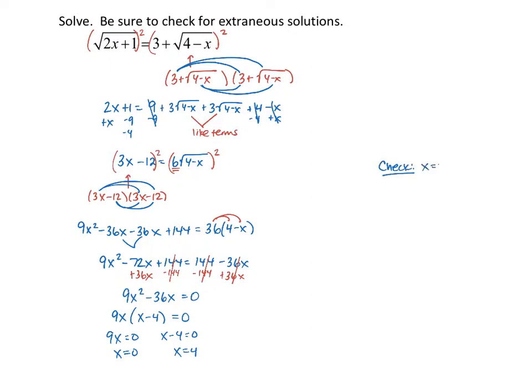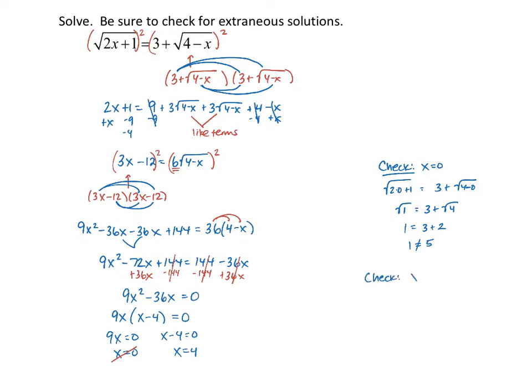So let's start with x equals 0. Plugging in, I'd have the square root of 2 times 0 plus 1 is equal to 3 plus the square root of 4 minus 0. Just simplify each side individually to see if they simplify to the same value. So we have the square root of 1 and 3 plus the square root of 4. So 1 is equal to 3 plus 2, or 1 equals 5. Since the two sides do not simplify to the same value, that tells us that x equals 0 is an extraneous solution, and we need to exclude that from our solution set.